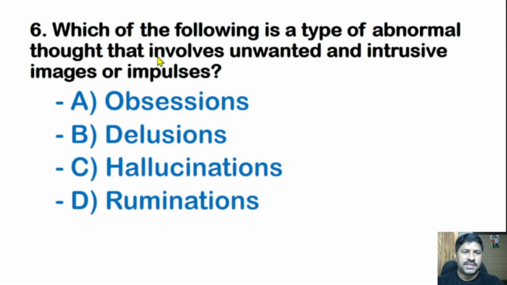Sixth question: which of the following is a type of abnormal thought that involves unwanted and intrusive images or impulses? Obsessions, delusions, hallucination, ruminations. Rumination we have already discussed, so we can eliminate these options. In all three options, you can select the correct answer.